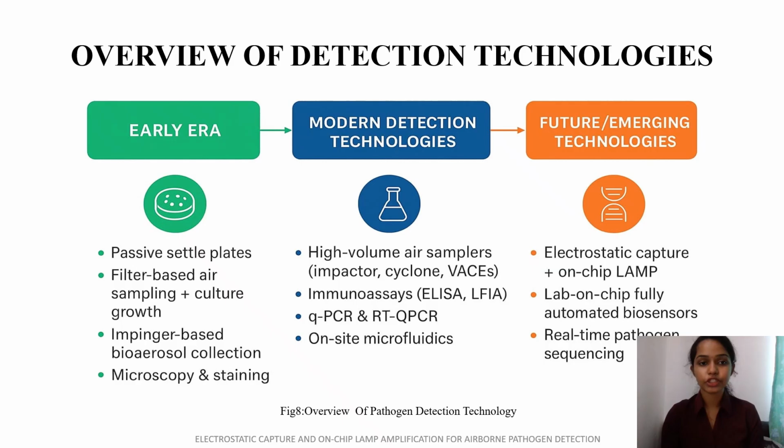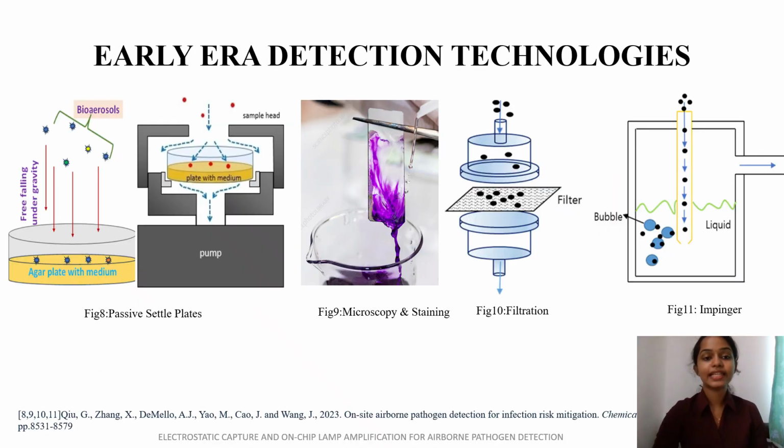So, overview of detection technologies. We will be briefly familiarizing the detection technologies from the early era to modern era, and I will be going in detail about the emerging detection technology, that is electrostatic capture and on-chip LAMP amplification. So next, let's familiarize briefly about the early era detection technologies. Early era detection technology consists of passive settle plates, microscopy and staining, filtration, and impingers. Passive settle plates is a simple low-cost method. It consists of a petri dish in which a nutrient agar will be deposited, and the microbes can be settled into it.